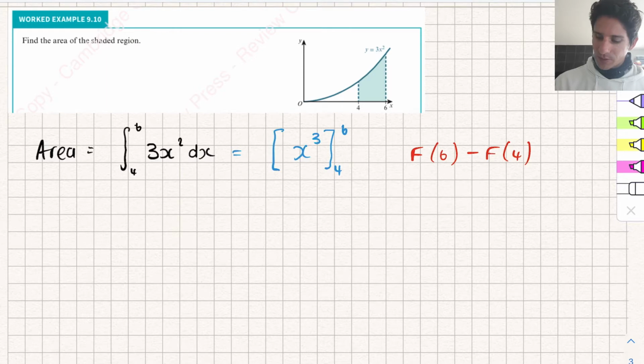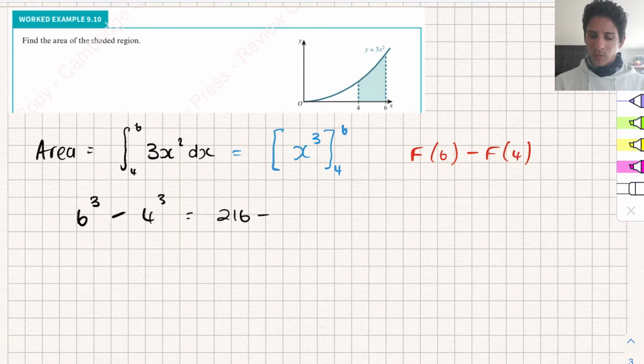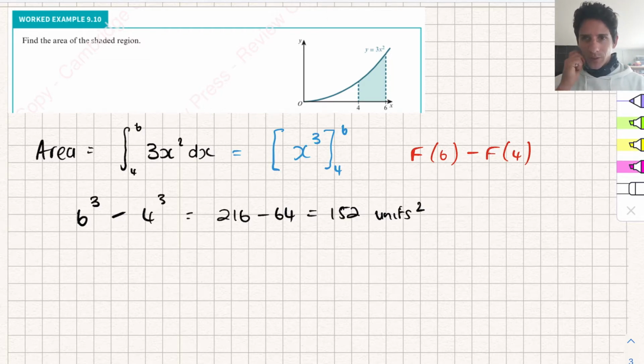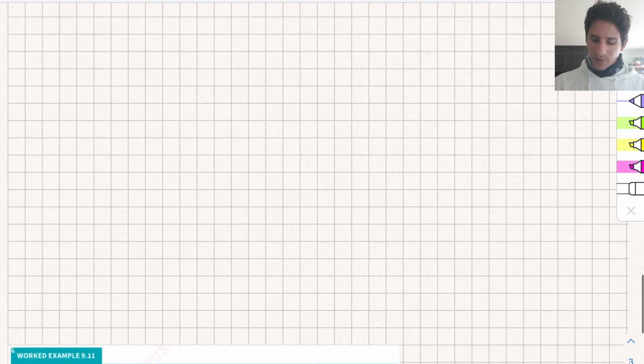So let's just plug in 6 everywhere we have an x. We have 6 cubed, there's my end, take away 4 cubed, there's my start. Okay, this is going to give me 216, take away, what did we have, 64, and that's going to give me 152, right? And because we're talking about area, this is some units squared. Okay, so nice and easy one to start off with. Okay, all right, let's fetch the next one.